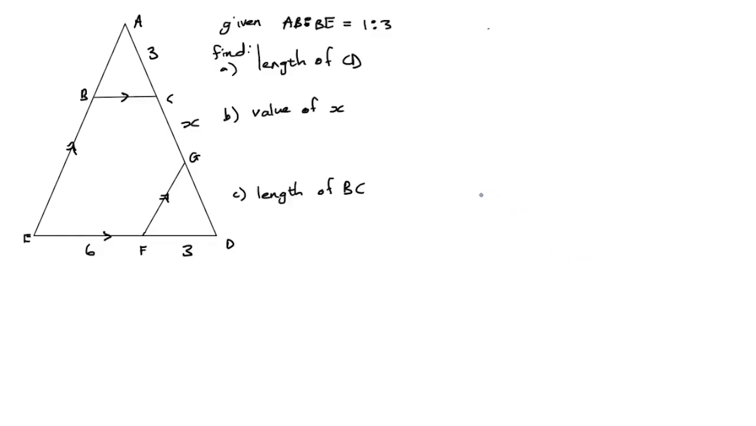In this video, we're going to be looking at the sides being in proportion. We're given two sets of parallel lines, and we are given the fact that AB as a ratio to BE is 1:3. So let's just start with that. I prefer to write it like this.